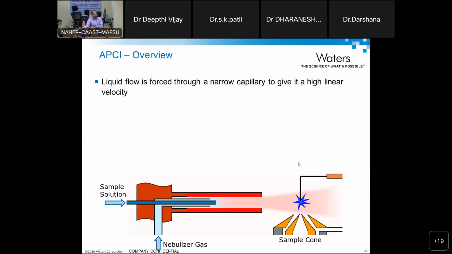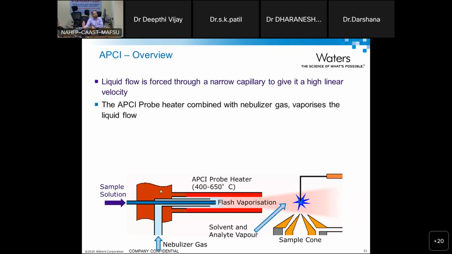Next is APCI, that is atmospheric pressure chemical ionization. Again, this is one of the ionization techniques. In APCI, the liquid flow coming from the LC eluent is forced through a narrow capillary to give it a very high linear velocity. The APCI probe heater, as you can see here, is combined with the nebulizer gas, which vaporizes the liquid flow. Nebulizer gas is nothing but the nitrogen gas flow, which helps in nebulizing, that is, forming a fine mist or spray of the solvent which is coming from the liquid chromatography.